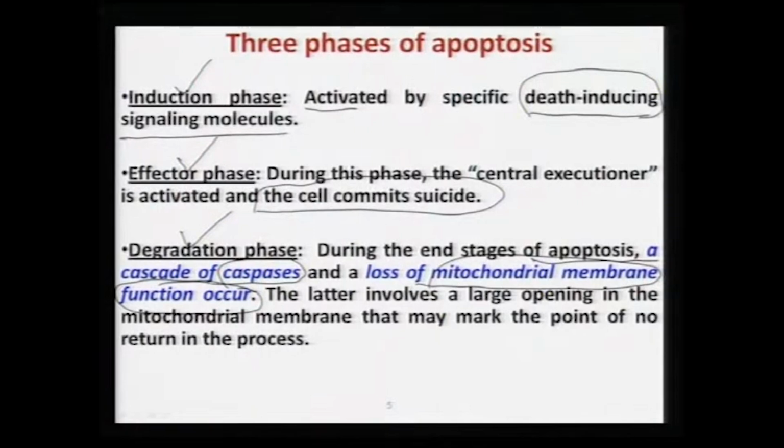So, that is what has been mentioned here. The mitochondrial membrane function stops, or there is a loss in mitochondrial membrane function that involves a large opening in the mitochondrial membrane that may mark the point of no return in the process. The point of no return means now cells will definitely undergo death. It cannot come back anymore. So, from that point onwards, it is more like an irreversible process of going to death.